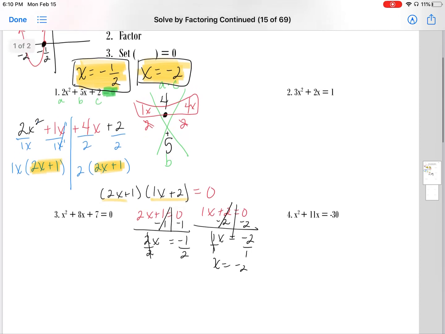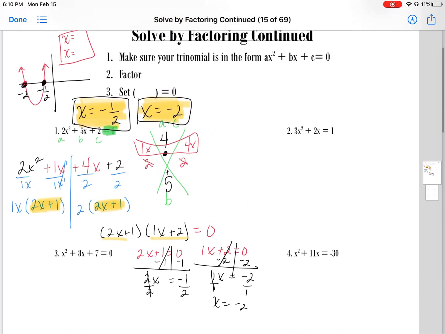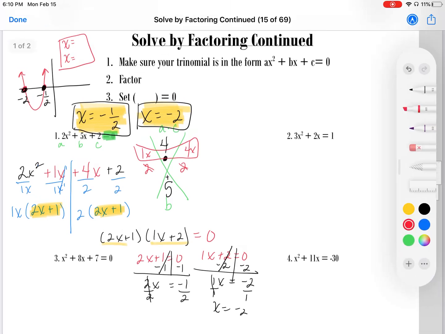So I'm going to do number 2, and then you'll try a couple of them on your own. What it says in the instructions is super important. It says make sure that the trinomial equals 0. We have an x squared, an x, and a constant, and it equals 0. So number 2 is not ready for factoring because it doesn't equal 0.